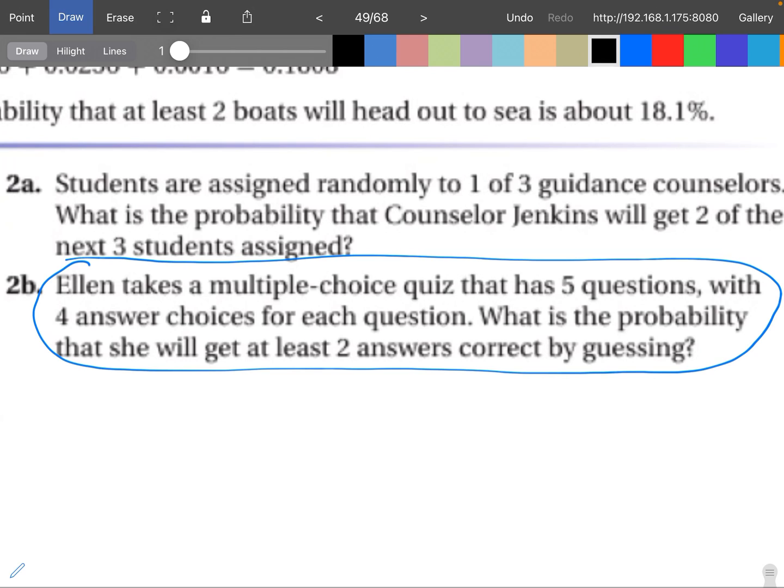So what we got here in the one I circled in blue, it says that Ellen is taking a multiple choice quiz. It only has 5 questions. And then there's 4 answer choices. So each multiple choice question has like answers A, B, C, and D to choose from. And then it says, what is the probability that she will get at least 2 answers correct by guessing? So she's just going to randomly guess on these 5 questions, and they want to know what's the probability that she's going to get at least 2 of them correct.